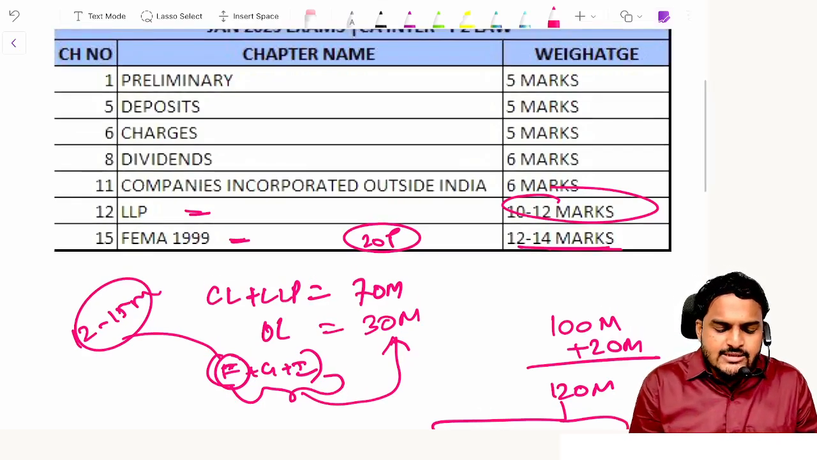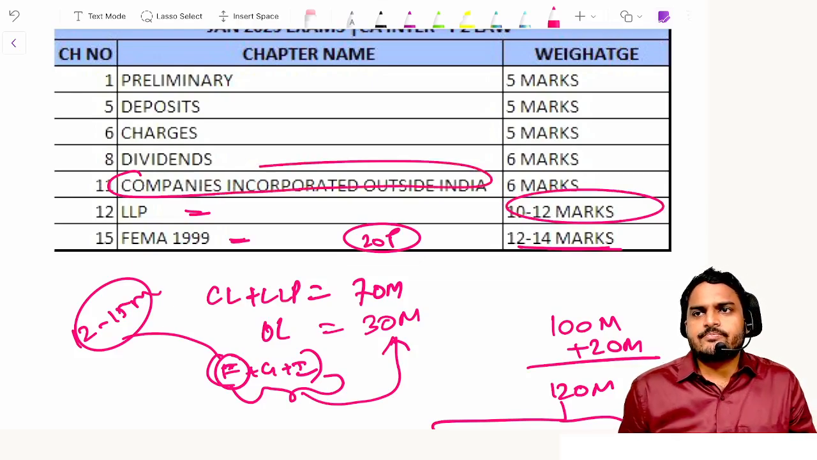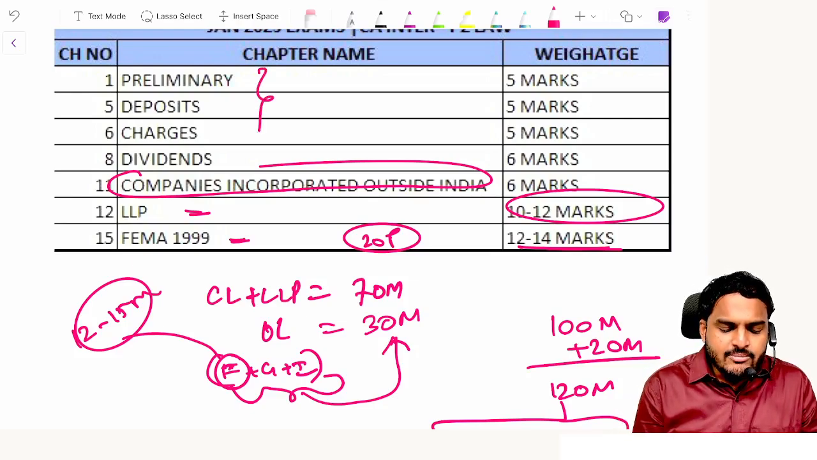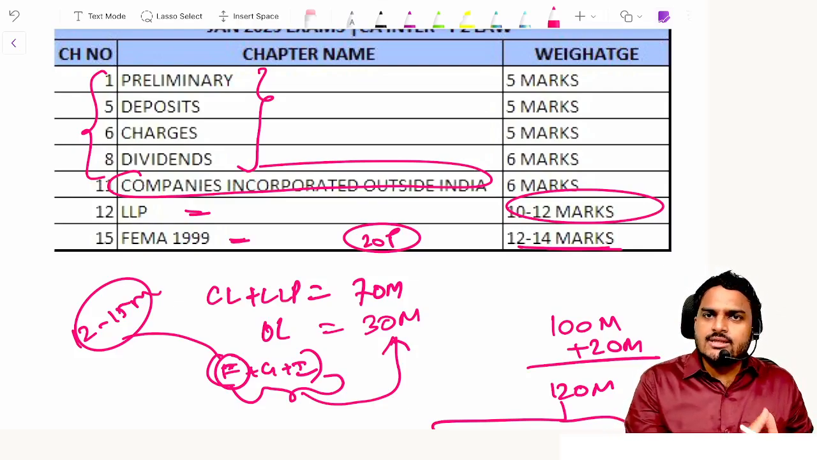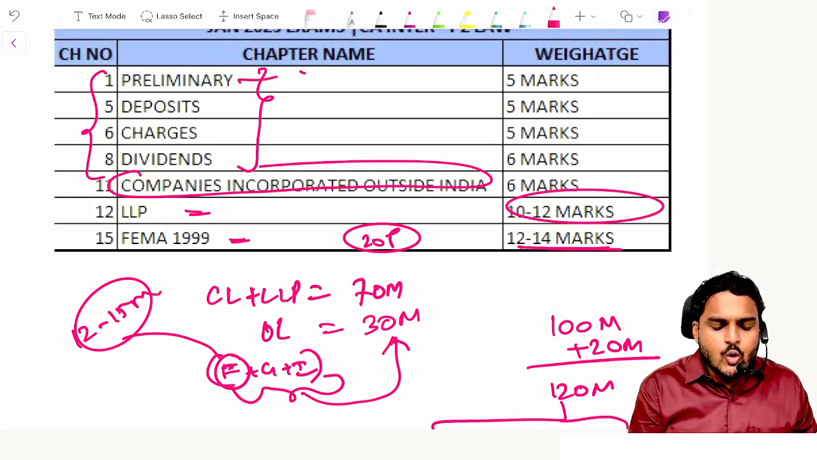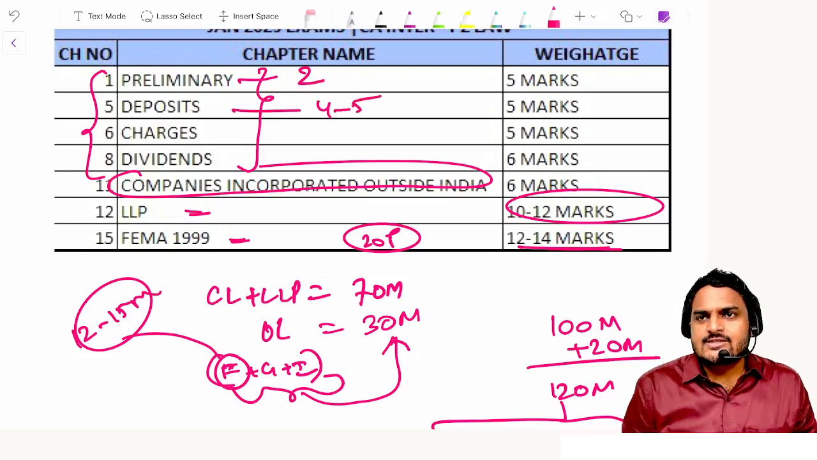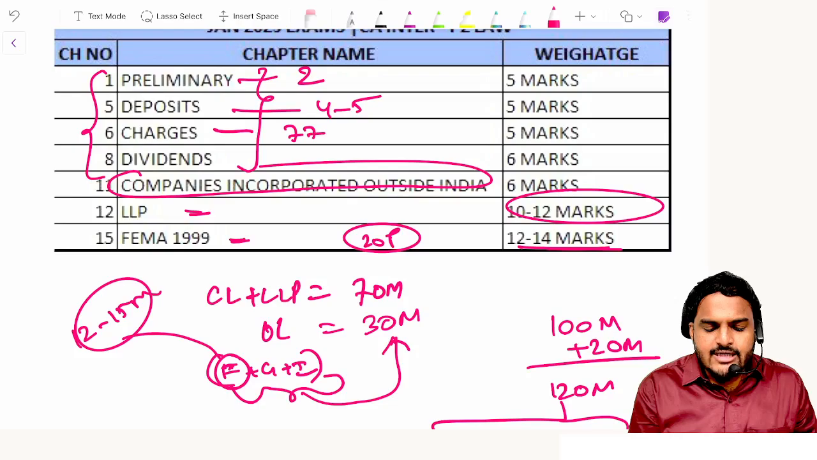Next one, companies incorporated outside India. This is also a small chapter. The weightage is 6 marks. Next, preliminary, deposits, charges, dividends. All these 4 are old chapters only. These chapters are there in old scheme and these chapters are continued in new scheme. But if you look at the content, preliminary, only 2 sections you need to study. Deposits, only some 4-5 sections, 73 to 76A. Charges, 11 sections, 77 to 87. Dividends, only 5 sections, 123 to 127.